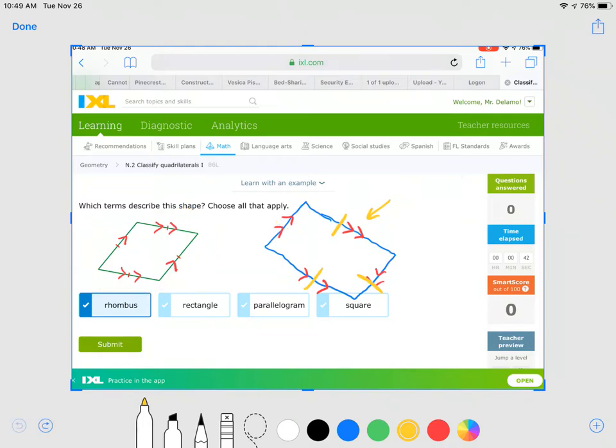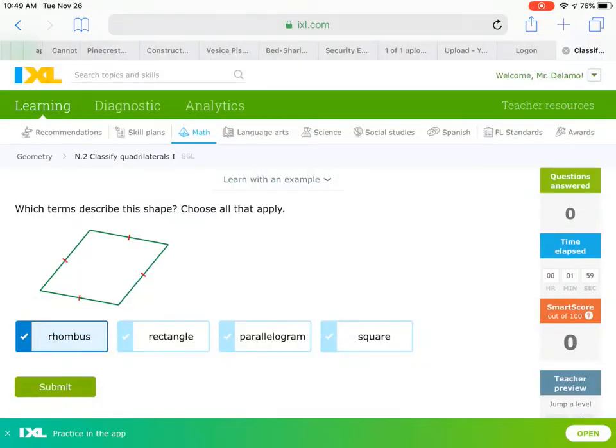Hold on, let me erase some of this stuff. So although the rhombus does have opposite pairs of sides parallel, just like parallelograms do, and therefore the rhombus is a parallelogram, the rhombus has more, and that's that all 4 sides have to be the same length. So the most accurate name to give here is a rhombus.